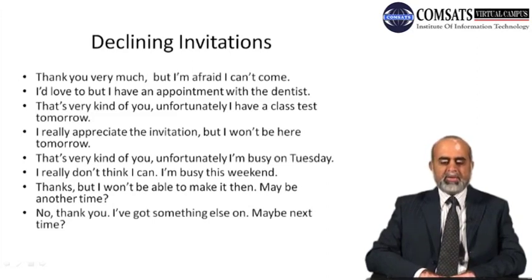Two more expressions here. Thanks, but I won't be able to make it then. Maybe another time. This sentence is slightly different from the previous ones. Did you notice? Yes, it has three sections. In the first section, you thank. In the second section, you decline the invitation, and in the third section, instead of giving the reason why you can't do it, you actually suggest maybe another time. That means, how about inviting at some other time?